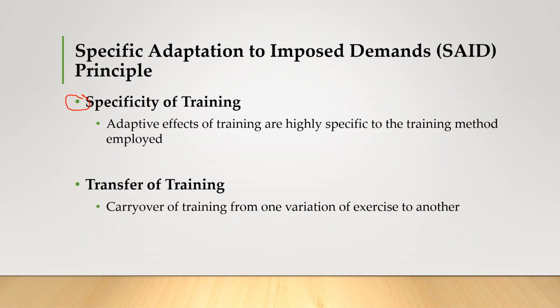Adaptive effects of training are highly specific to the training method employed. So if I really want to work on getting faster with my sprints, then I have to do sprint work. I have to do something that mimics my goal. Okay? If I do a mile run, it's not really going to help me with my sprints. Maybe it'll improve my endurance for long-term running and training, but I'm not working on that explosive movement or anything else like that. So I really need to be specific with my exercise routine.